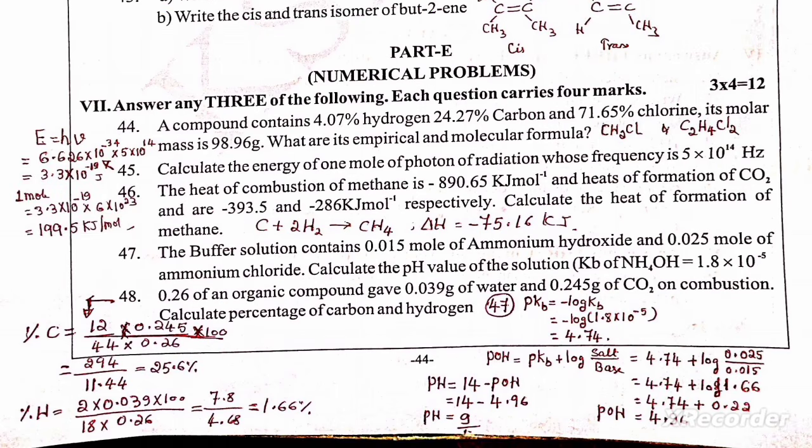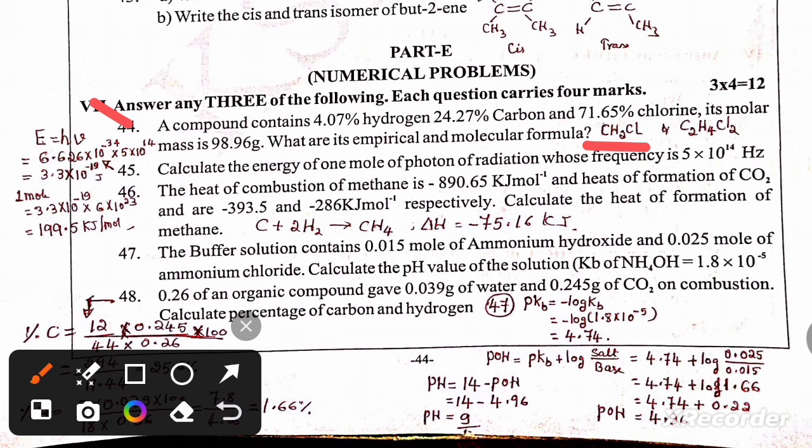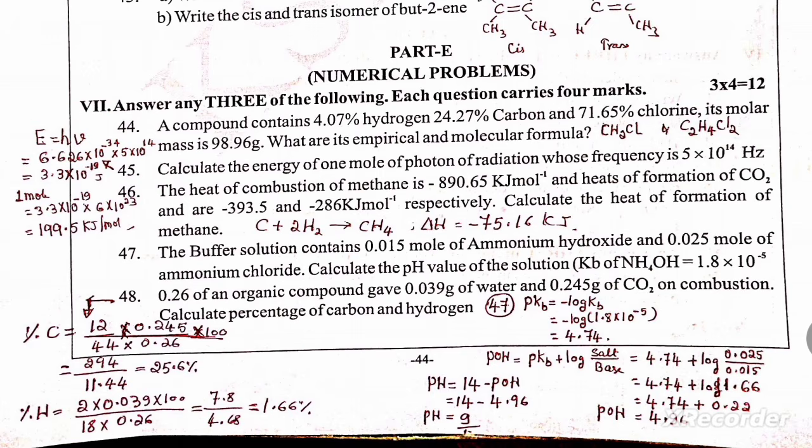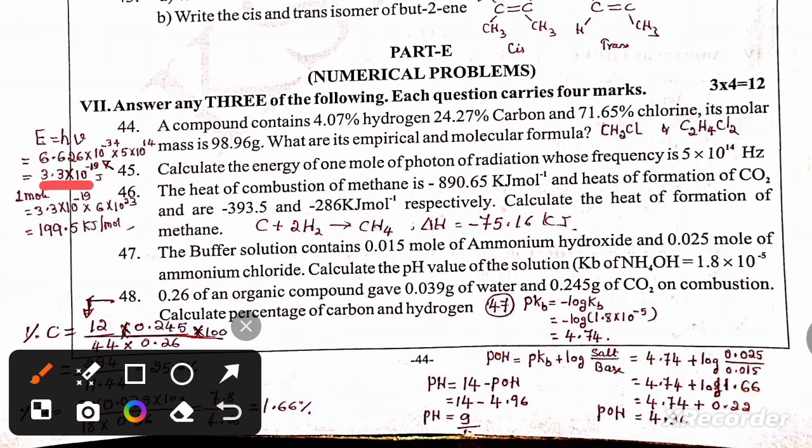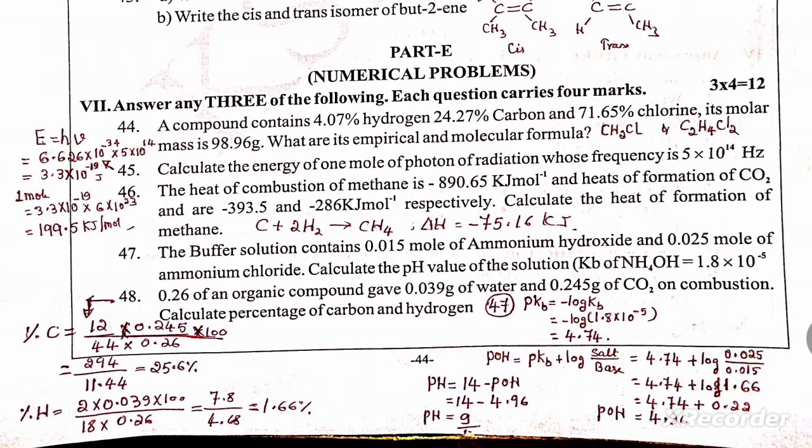Now come to the last section of this chapter, numericals. 44th question, empirical formula, you will get CH2Cl, and molecular formula C2H4Cl2. And 45th question, to find out the energy of 1 mole of photons. To find out the energy, use this formula, E is equal to Planck's constant times frequency. So you will get the energy of 1 photon as 3.3 × 10^-19. To calculate for 1 mole, you have to multiply with Avogadro number. You will get 199.5 kilojoules per mole as the answer for 1 mole of photons. Then 46th question, heat of formation of methane, you will get -75 kilojoules. You have to use Hess's law of heat summation here.